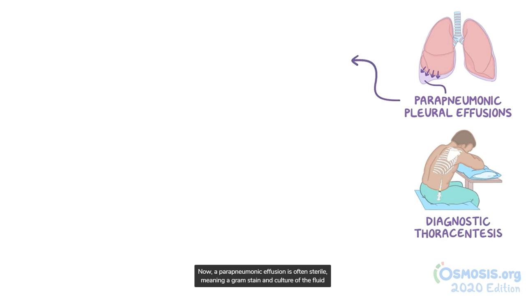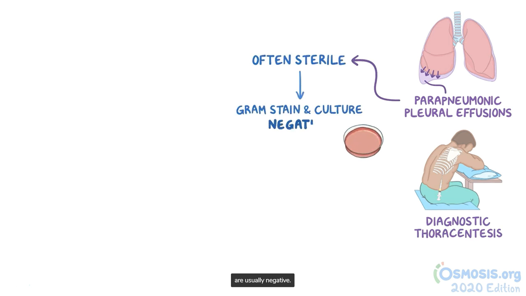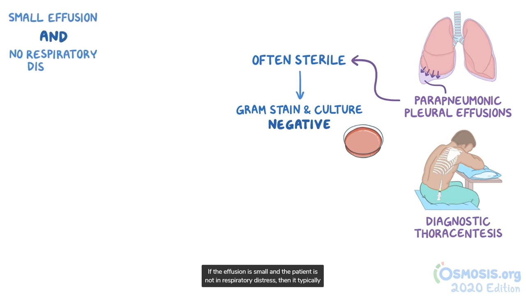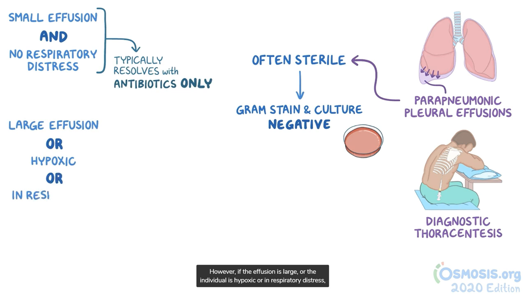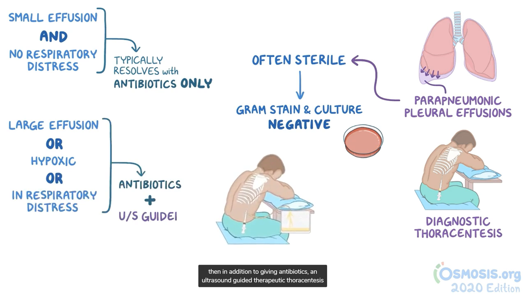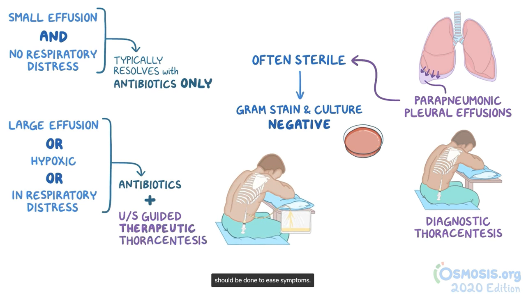Now, a parapneumonic effusion is often sterile, meaning a gram stain and culture of the fluid are usually negative. If the effusion is small and the patient is not in respiratory distress, then it typically resolves with antibiotics only. However, if the effusion is large, or the individual is hypoxic or in respiratory distress, then in addition to giving antibiotics, an ultrasound-guided therapeutic thoracentesis should be done to ease symptoms.